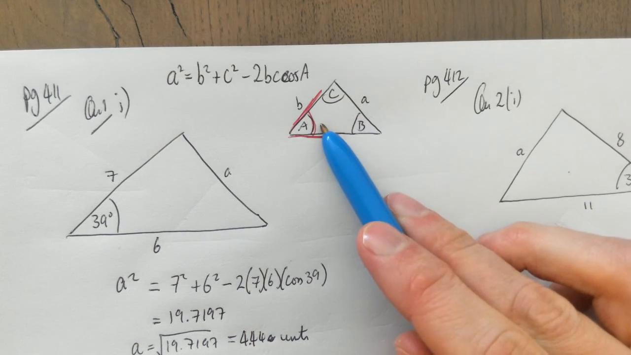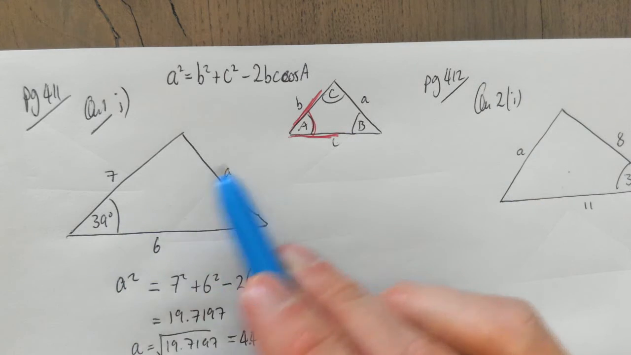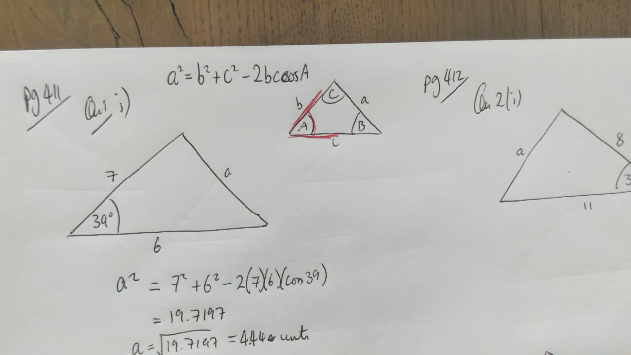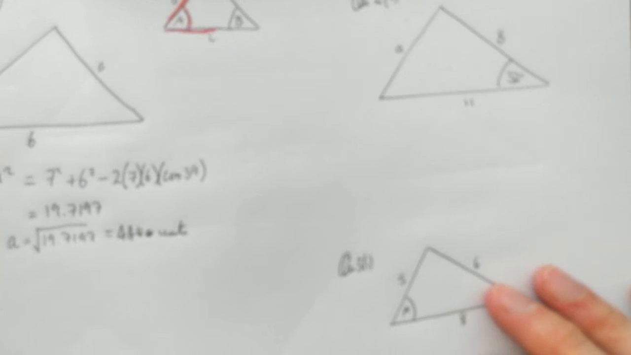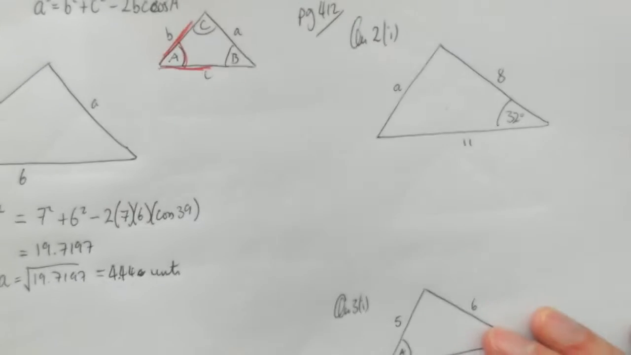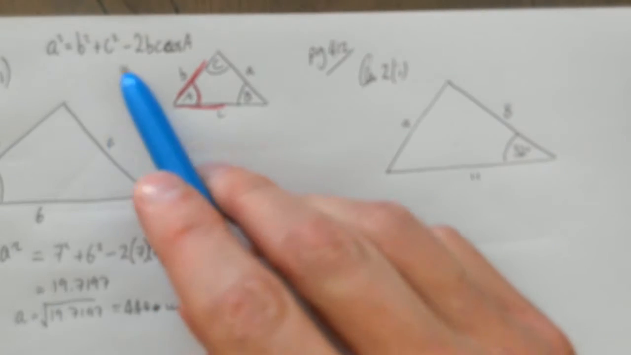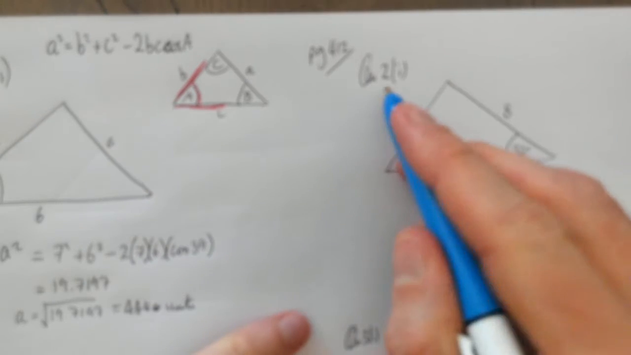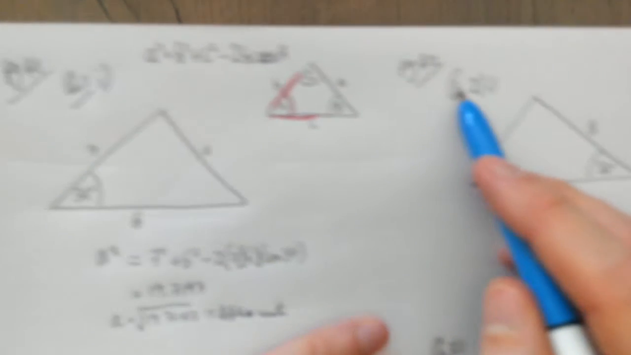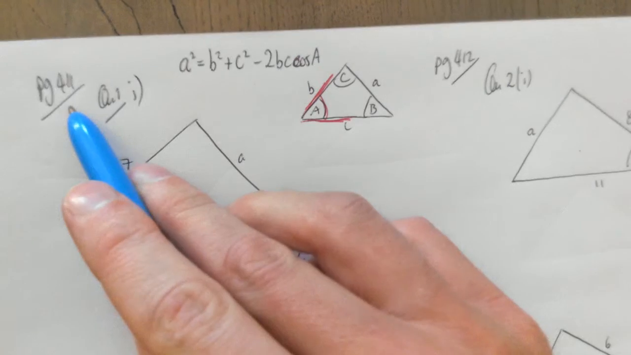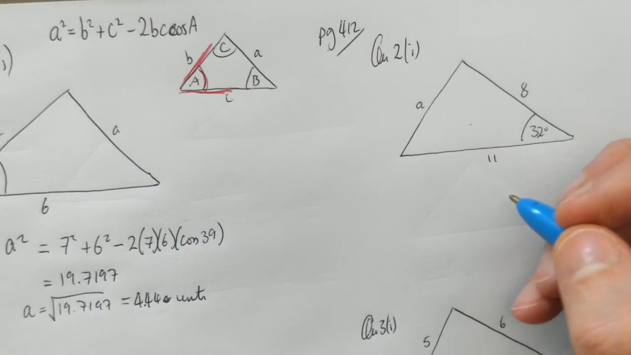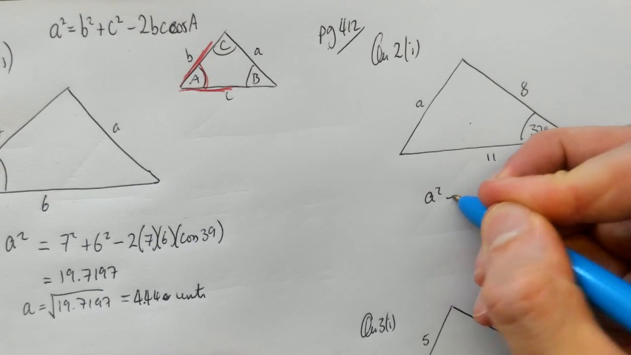sandwich side scenario. We can't use the sine rule because we don't have the information, so we go into the cosine rule. This is the last rule, so it's just a process of elimination really. Same thing here. If I keep the formula, this is page 412, question 2i. That was page 411, question 1i. I'm not going to finish this off, but I'll show it to you.